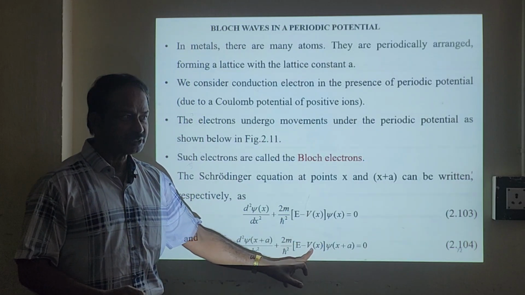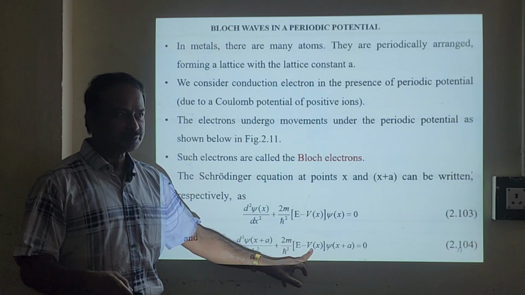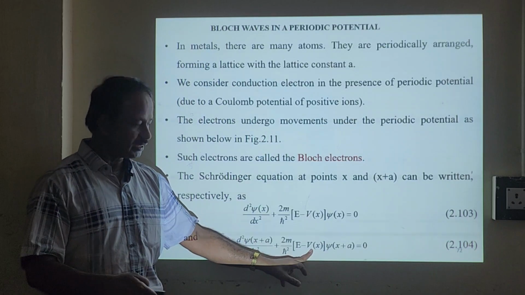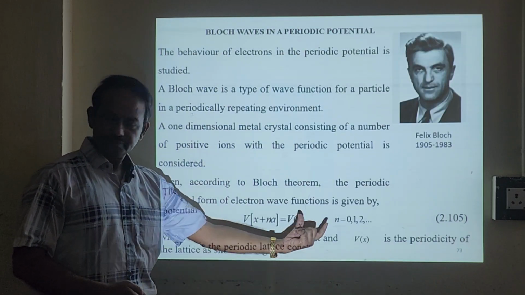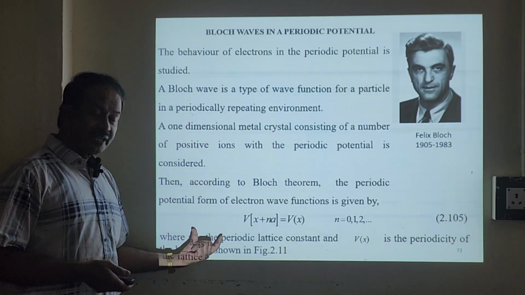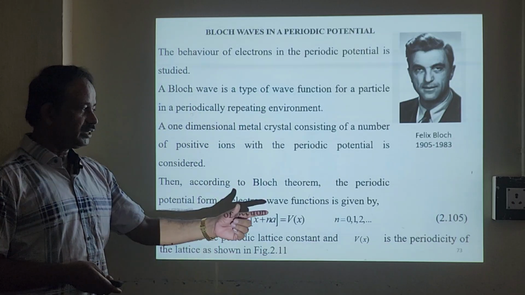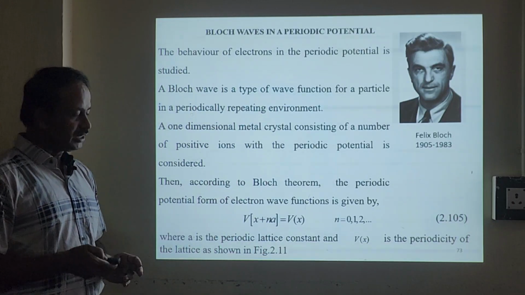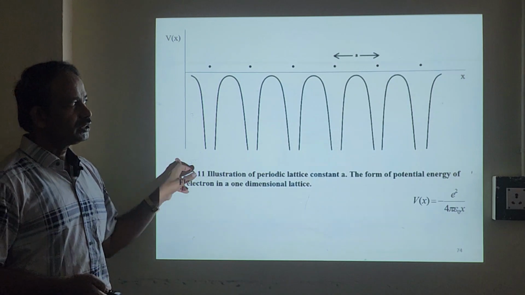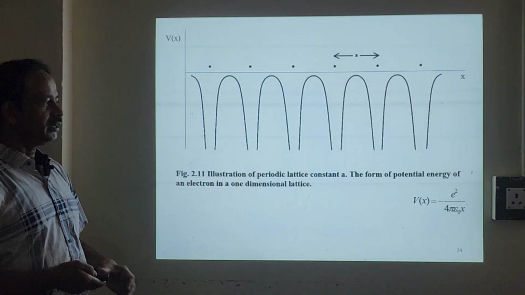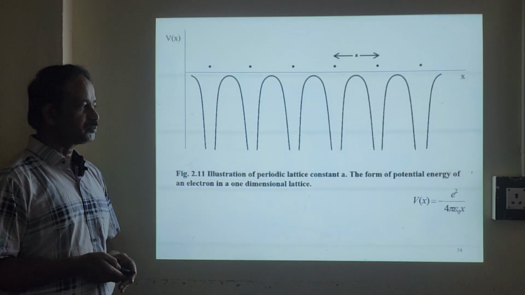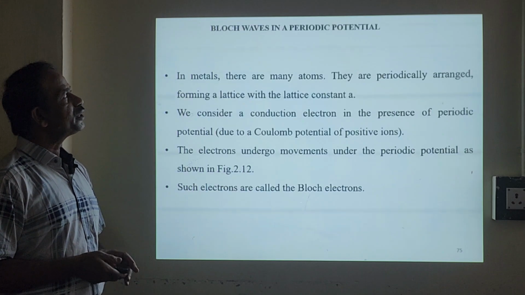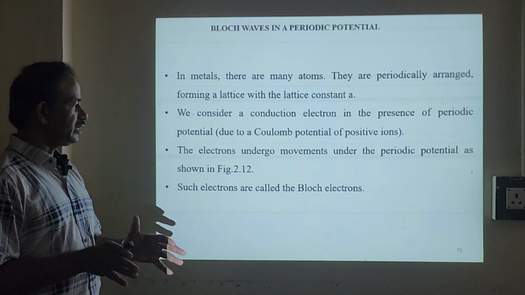See, it is not x plus a. V of x plus a equals V of x, according to this. Where a is the periodic lattice constant and V of x is the periodicity of the lattice, as shown in figure 2.11. So it has to obey this relation: V of x equals minus e squared by 4 pi epsilon naught x. Now we are going to see in detail.